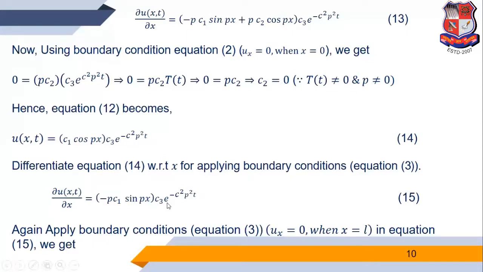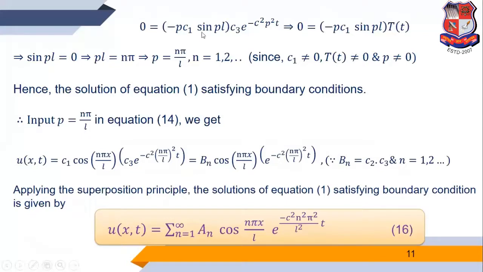Now in 15 we apply the boundary condition ux is equal to 0 when x is equal to l. So we write 0 is equal to minus pc1 sine pl c3 e raised to minus c square p square t. So this term is T of t, so minus pc1 sine pl. Obviously T of t not equal to 0. C1 also we can't consider equal to 0, because if C1 is 0, then X of x is 0.